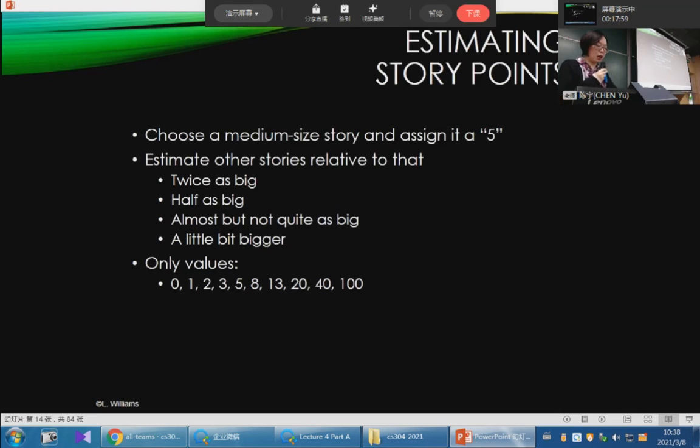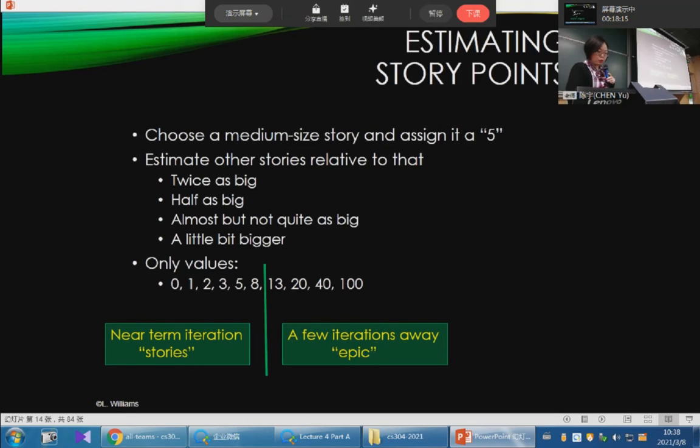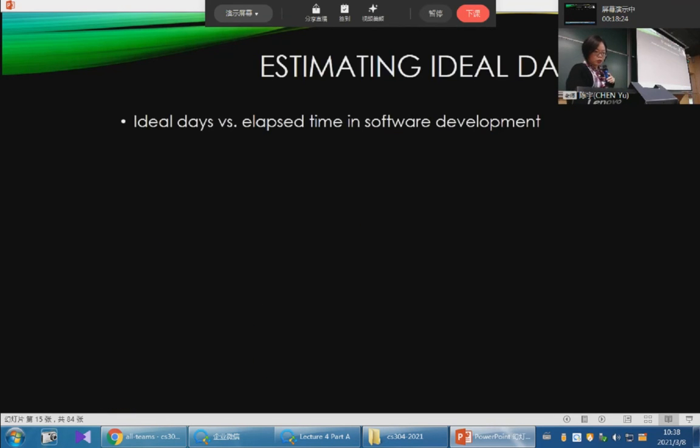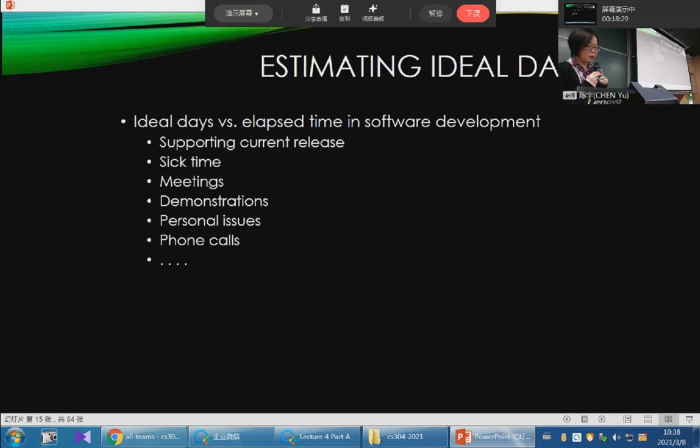So this gives you an estimation. Like if you have many GitHub issues, first choose the one that is medium, and then choose others that are relative to it, and then you get a value after these steps. Like in this illustration here in the middle, we have near-term iterations and a few iterations away. So this gives you an estimation, and then ideal days and elapsed time are aimed to support it.